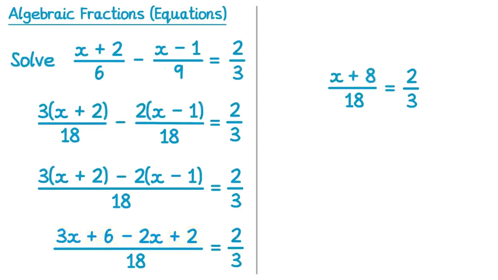The next thing I would do here is multiply both sides by 18. If we multiply by 18 on the left, that will cancel the 18 that's there, so we just have x plus 8. And if you multiply the right hand side by 18, we've got 2/3 multiplied by 18. That's just the same as 2/3 of 18. 2/3 of 18 is 12. Finally, if we subtract 8 from both sides, we end up with the answer x equals 4.